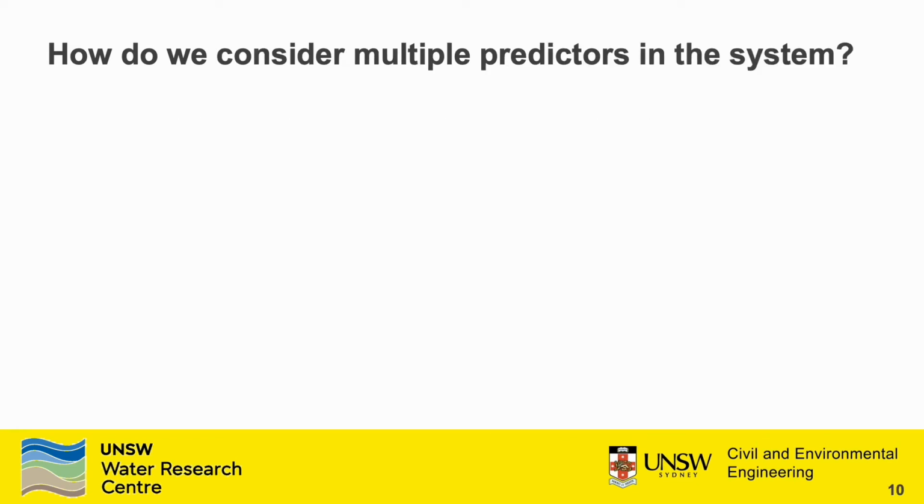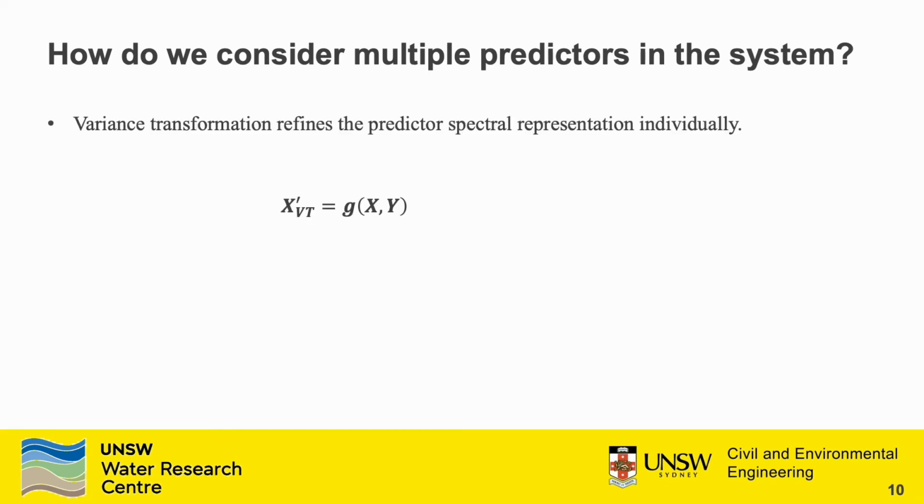Another important extension of our method is to consider multiple predictors in the system. Let's say, for ENSO forecasting, predictors often include the wind stress, sea surface, and subsurface temperature variables. Previously, the variance transformation refined the predictor spectral representation corresponding to the response individually. So, can we generalize this method to account for existing predictors in the system?